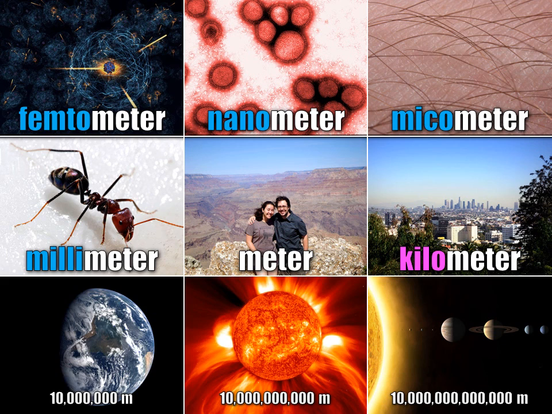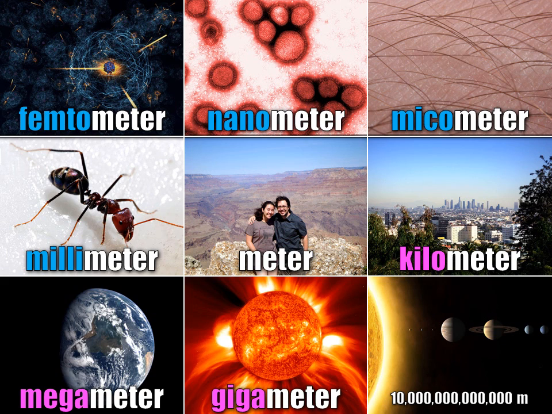So Los Angeles should be measured using kilometers. Kilo means 1,000. Earth can be measured using megameters, which means 1,000,000. For the sun, we could use the gigameter, which is 1,000,000,000. And for the solar system, we could use a terameter, which is 1,000,000,000,000. Now, we make it even easier because we actually come up with a one-letter abbreviation for each of these prefixes.